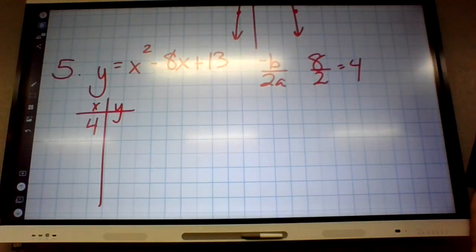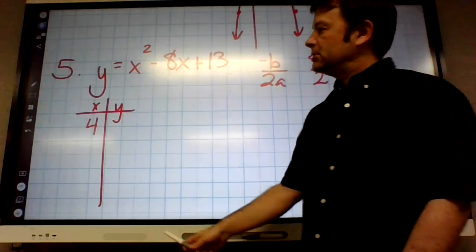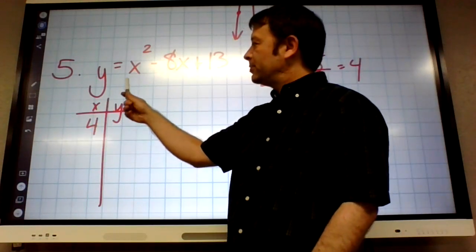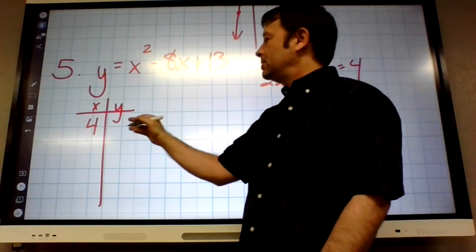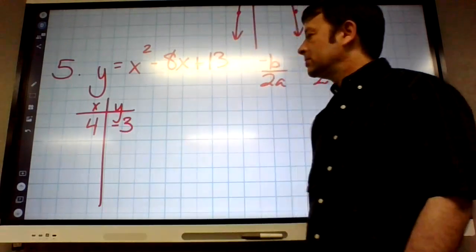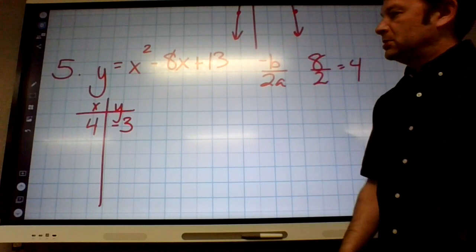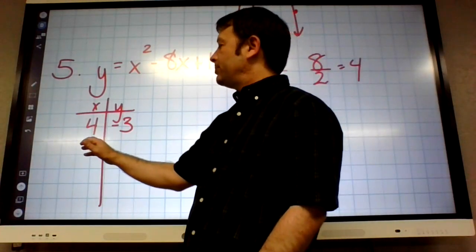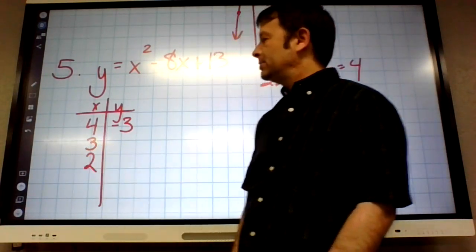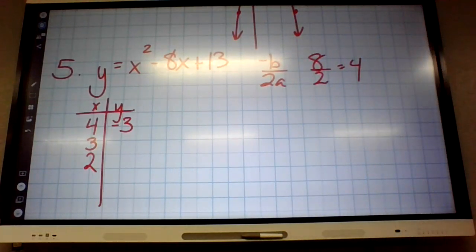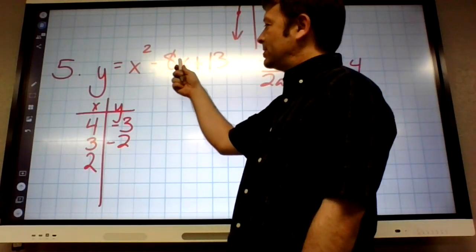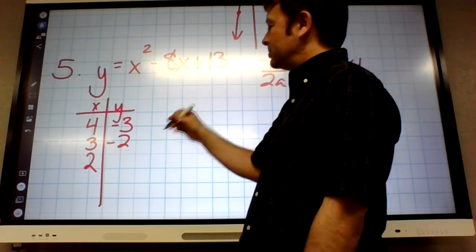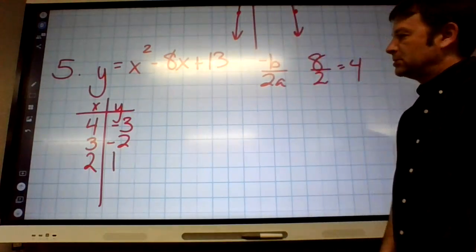How do I find the y value that goes with it? Plug it in. Put 4 in for x. 16 minus 32 is negative 16 plus 13. Okay, if I plug in a couple other numbers, maybe 3 and 2. 3 squared is 9, minus 24 is negative 15, plus 13 is negative 2. 2 squared, 4 minus 16 is negative 12, plus 13, 1.